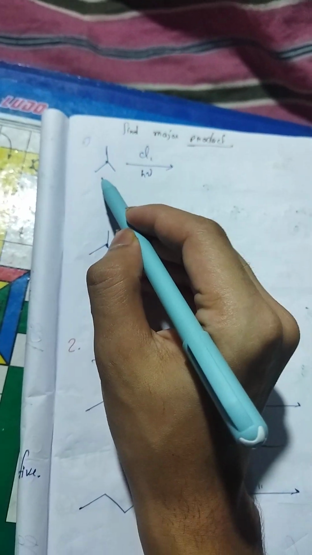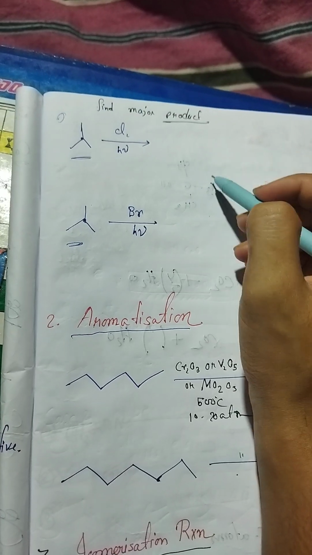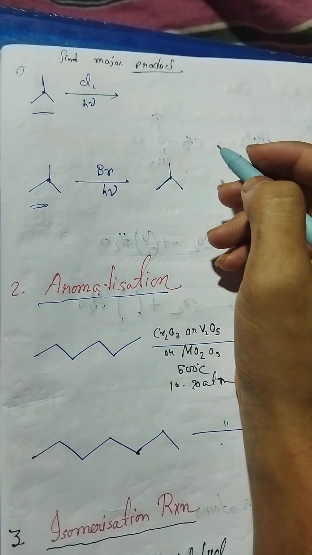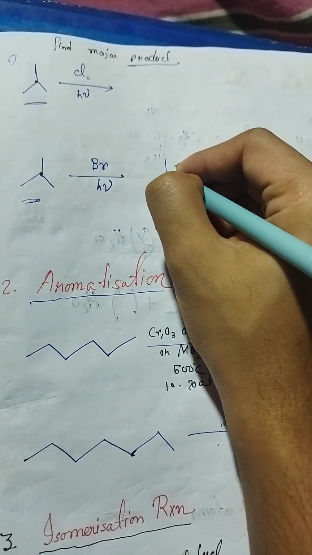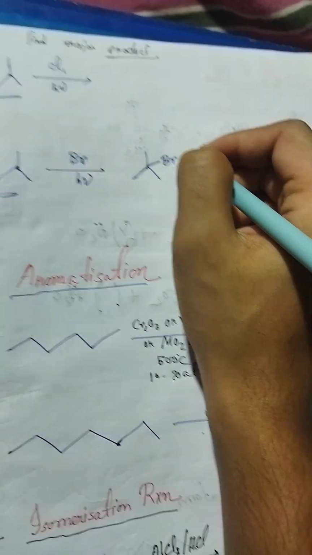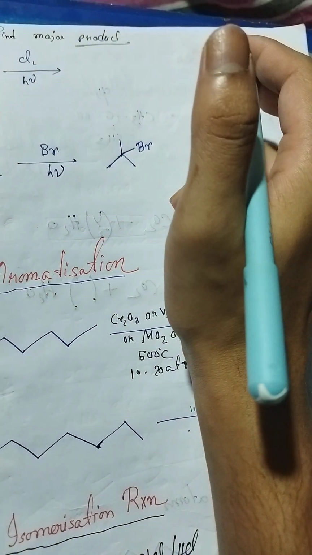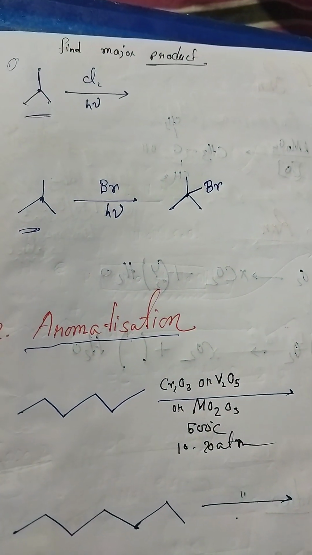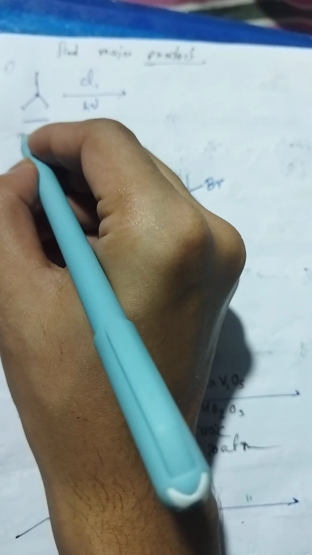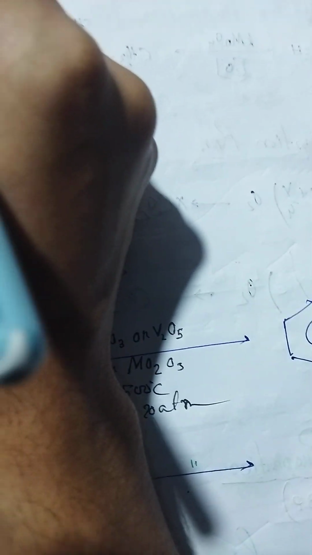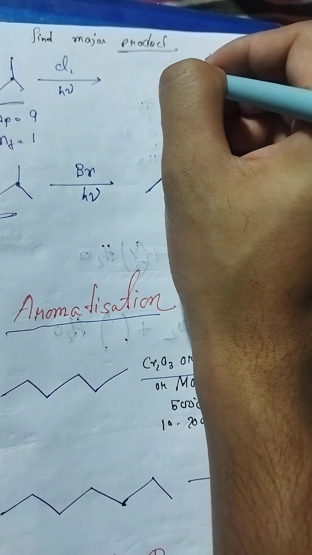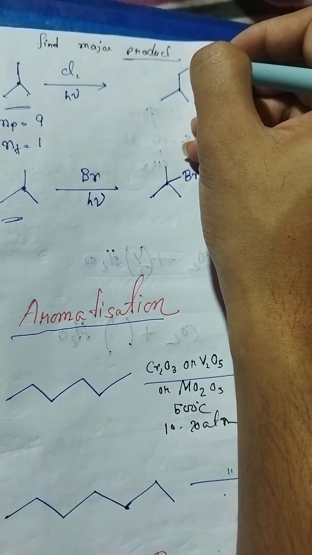Now the question is to find the major product for these two cases. In this case, we talk about the tertiary radical being the most stable. That's why bromine is attached here, but chlorine is attached elsewhere. In this case, primary hydrogen is 9 and secondary is 0 and tertiary is 1, and the major product is this.